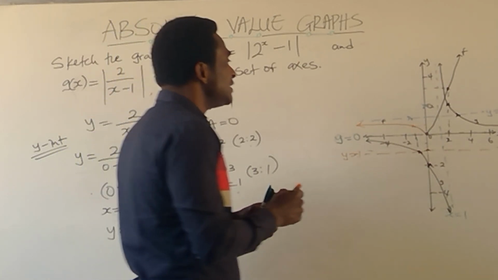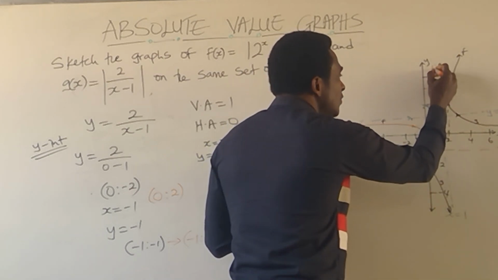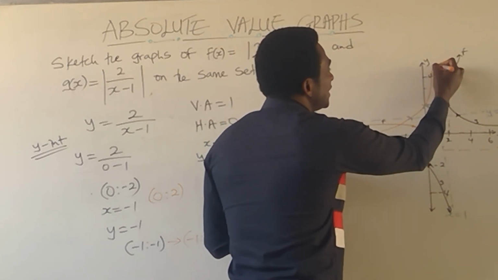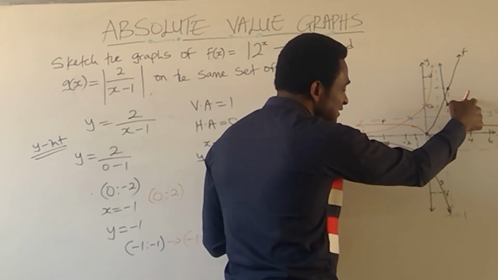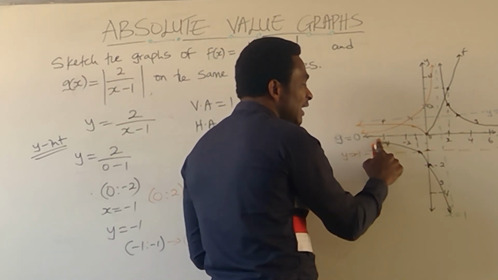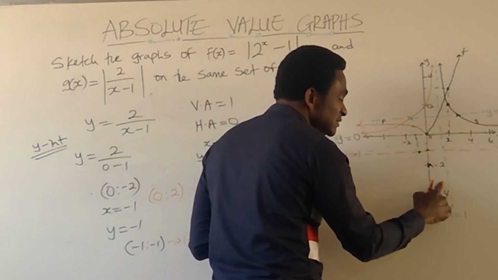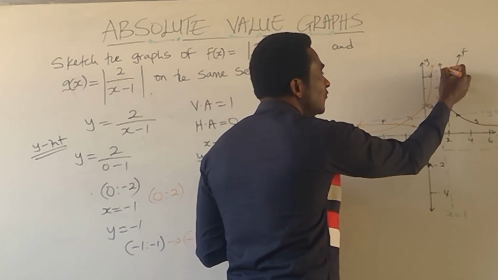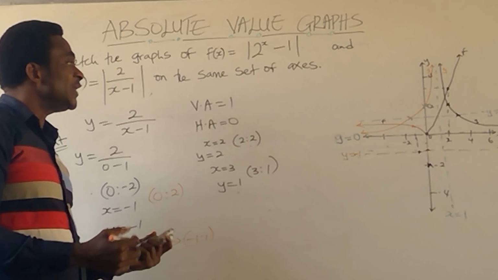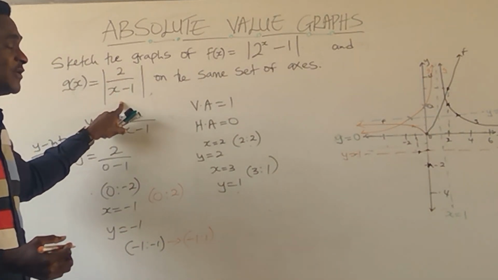So if we join this, we will see this is our asymptote at x equals 1. We will now have a new graph on this side. So instead of having this and this, the negative part will be reflected in the x-axis, and then we need to take out this part. So our graph will now be this, and this represents the complete absolute value graph for this hyperbolic function.